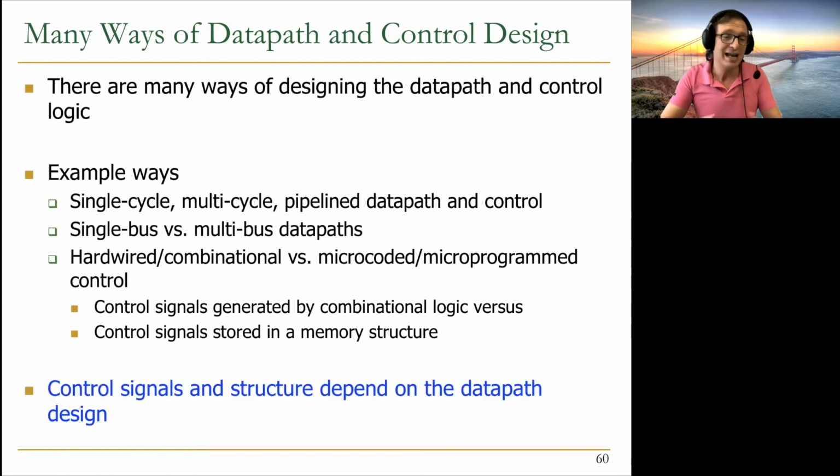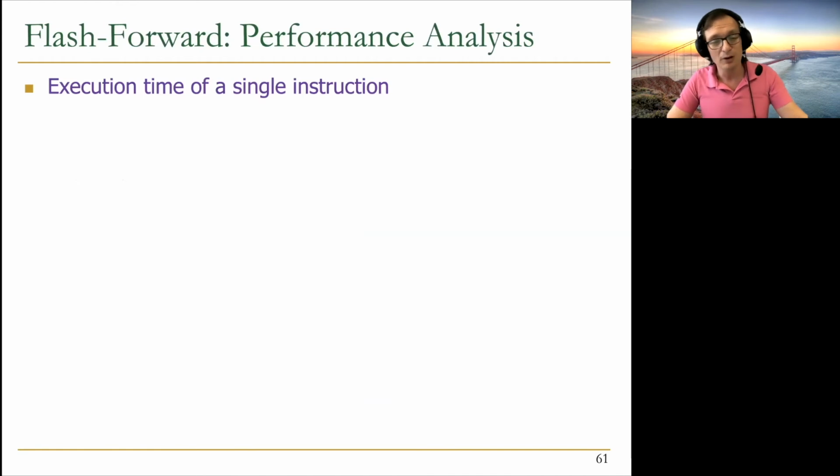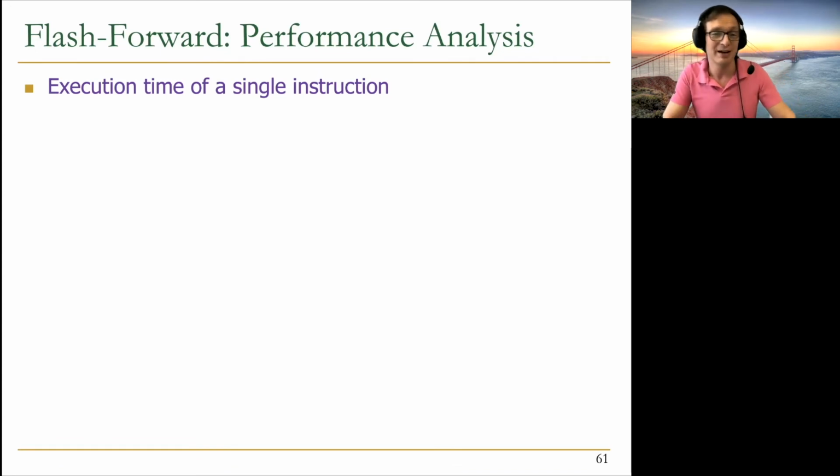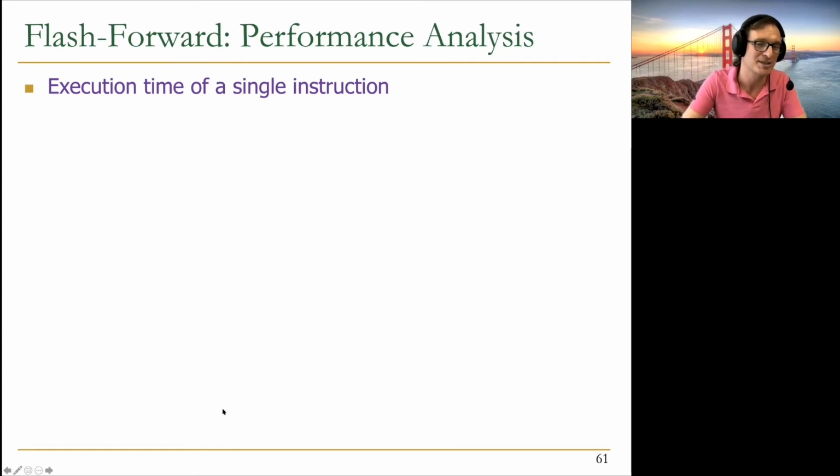So in the end, though, control signals and their structure depend on the data path design. You normally design a data path, and then you figure out what your control signals should be. Before we design our data path, let's do a flash forward and talk about performance analysis, because this is going to be very important. We're not going to be able to get to performance analysis today, I think, given that we're somewhere in the middle of the two lectures, let's say.